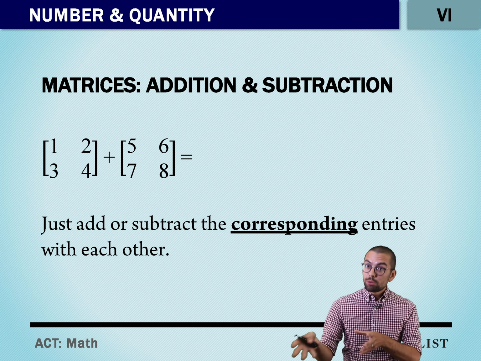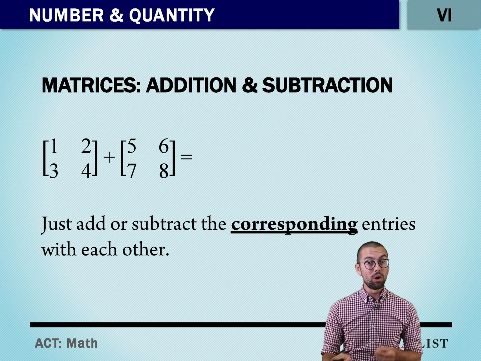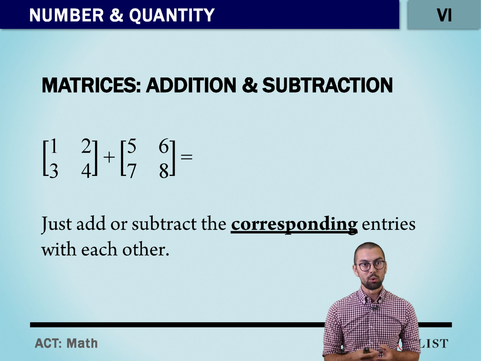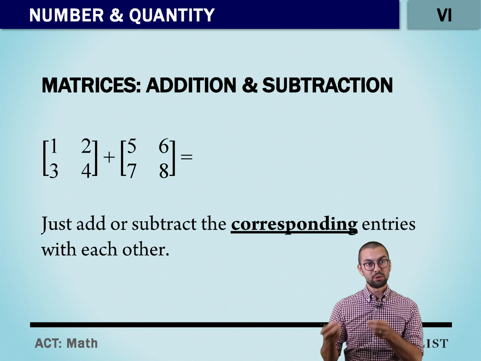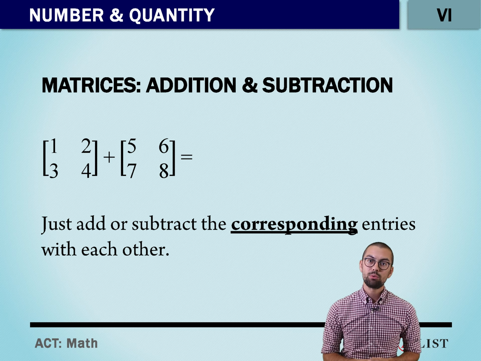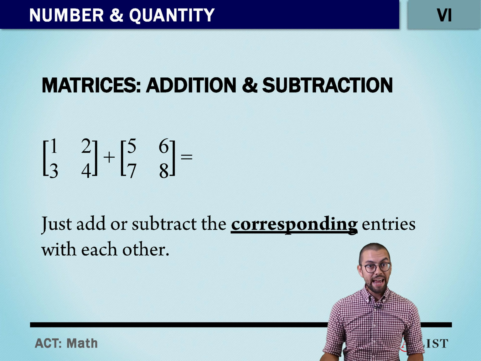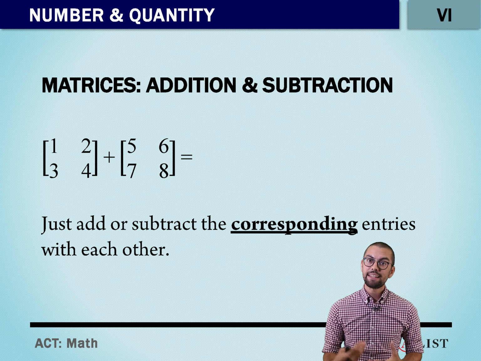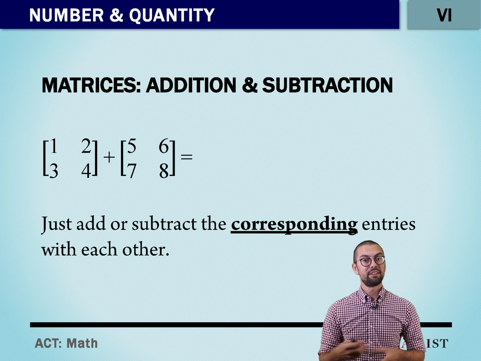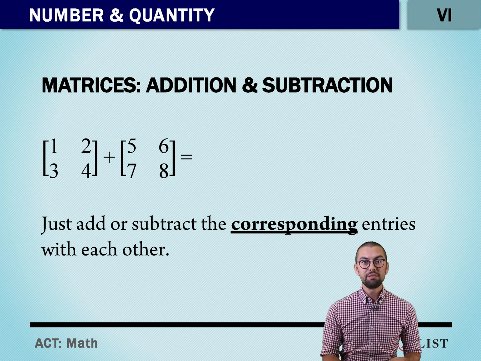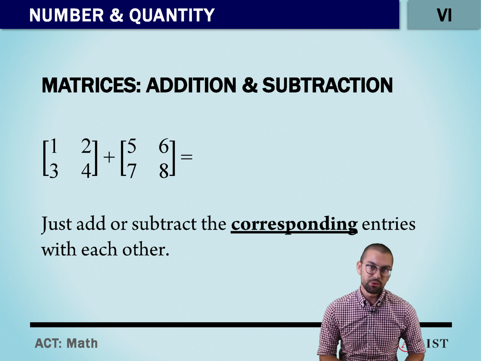Now we have this 2 by 2 matrix with the first row of 1, 2, the second row 3, 4. And we're adding to that a second 2 by 2 matrix with the first row 5, 6, and second row 7, 8. Now we add these, again, by simply adding corresponding entries. The upper left entry of the first matrix plus the upper left entry of the second matrix will give us the upper left entry of the resulting matrix.